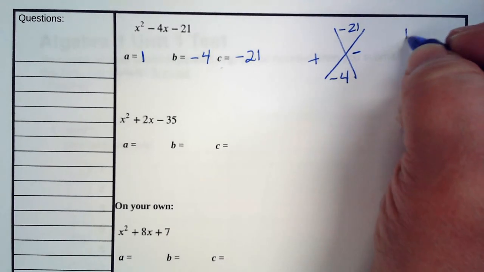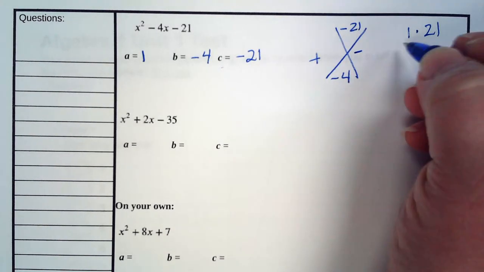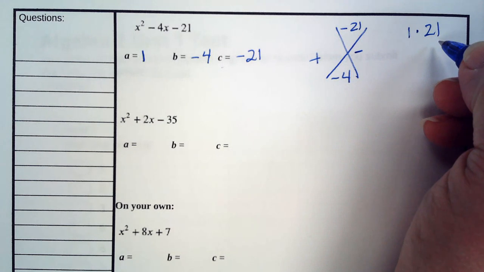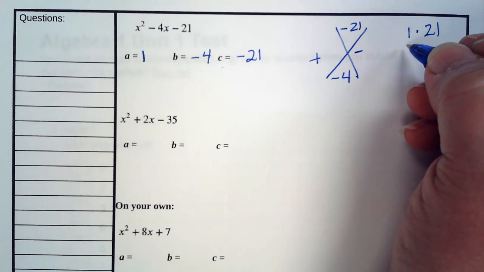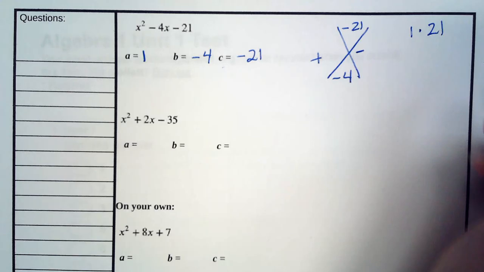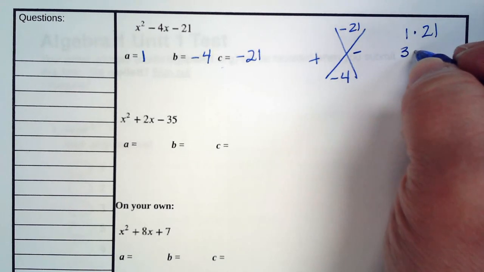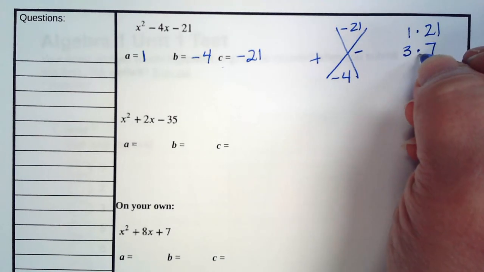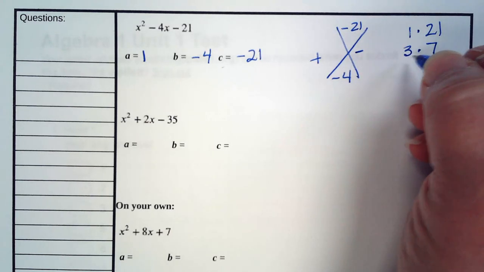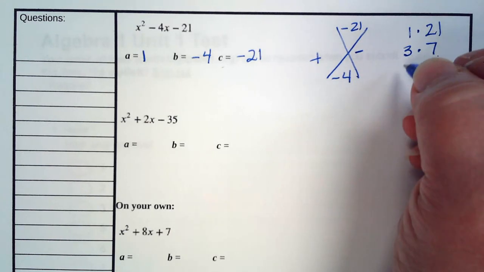I've got 1 and 21. 1 times 21 is 21. 21 minus 1 is not 4. I've got 3 times 7. 3 times 7 is 21. 7 minus 3 is 4.